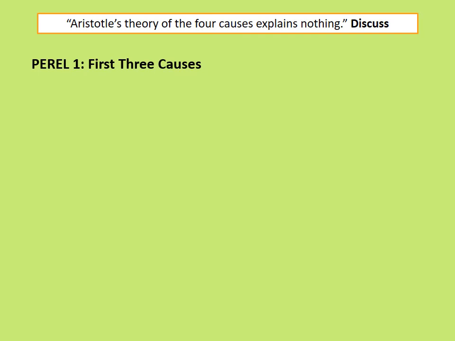In the response, then you have to talk about why Plato might be better. So you might talk about the one over many argument. You might say, Plato would have argued that actually these three causes are not enough to explain reality.